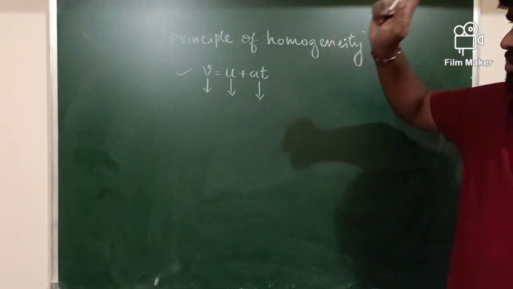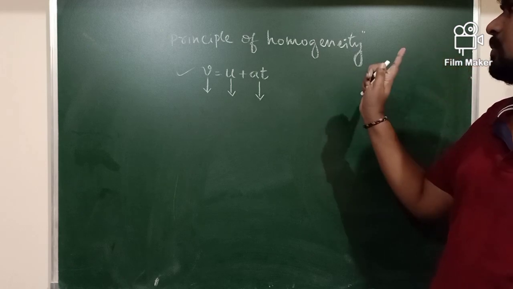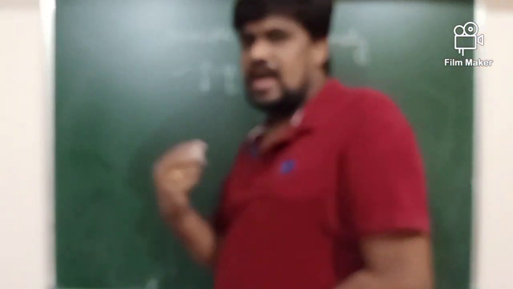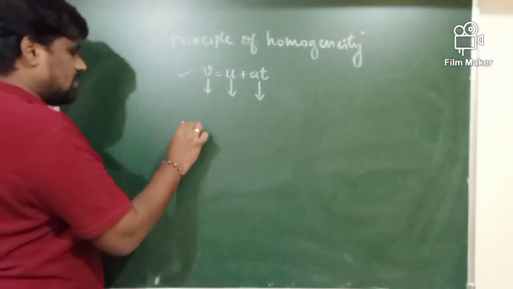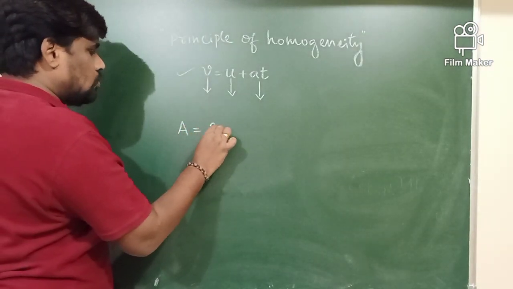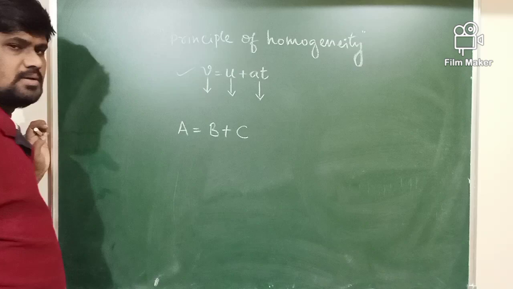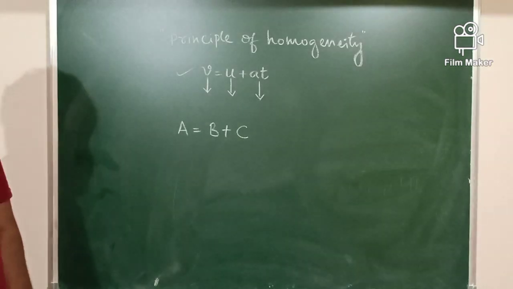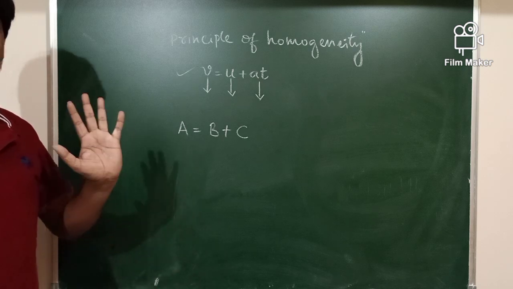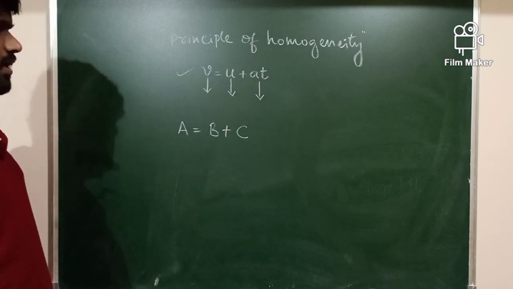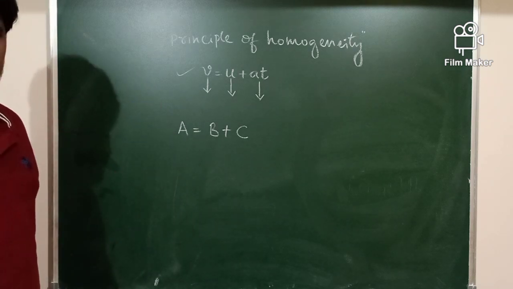ಸೊ ದಟ್ ಈಸ್ ದ ಸ್ಟೇಟ್ಮೆಂಟ್ ಆಫ್ ವಾಟ್? ಪ್ರಿನ್ಸಿಪಲ್ ಆಫ್ ಹೋಮೋಜಿನಿಟಿ. ಲೆಟ್ ಮಿ ಟೇಕ್ ಒನ್ ಸಿಂಪಲ್ ಎಕ್ಸಾಂಪಲ್ ಹಿಯರ್. ಐ ಹ್ಯಾವ್ ಎನ್ ಇಕ್ವೇಶನ್ a is equals to b plus c, and this equation is dimensionally correct ಅನ್ಕೊಳ್ಳಿ.